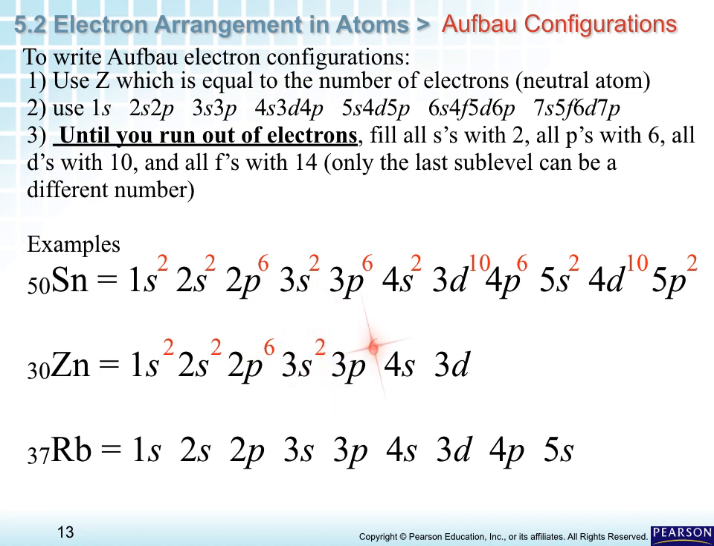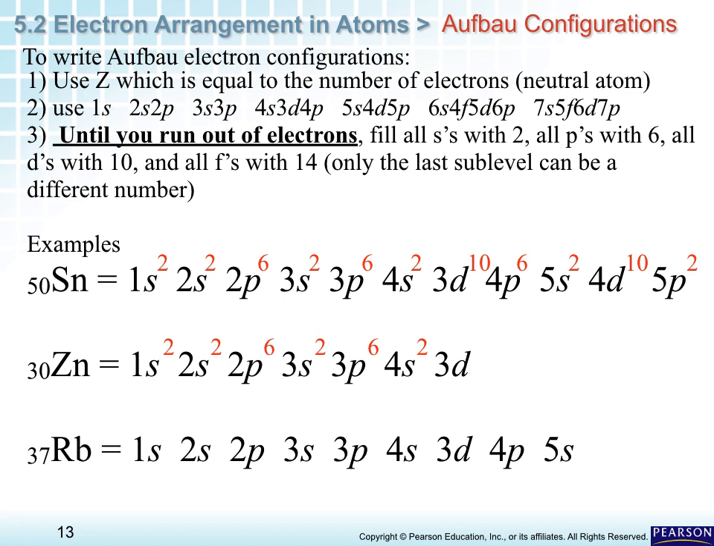Now I'm going to do the same thing for zinc, but I'm cheating here a little bit. Since zinc is 30, I look above at tin and I fill everything up to 4s with the 2s and the 6s. Why? Because every element has to follow Aufbau.